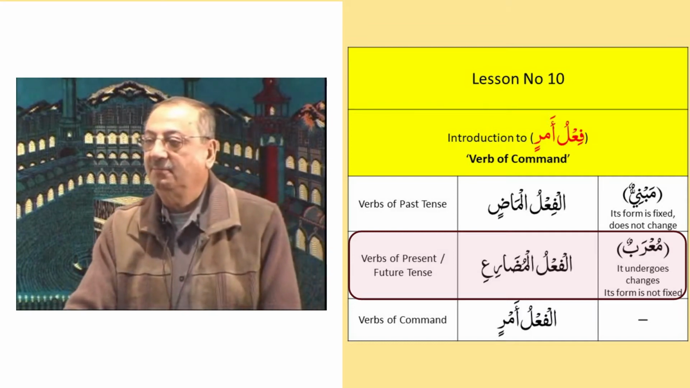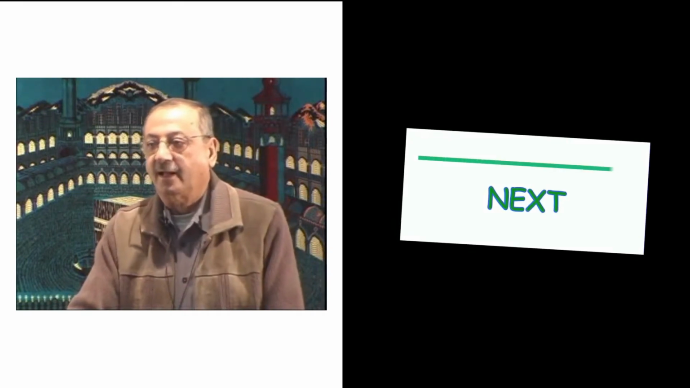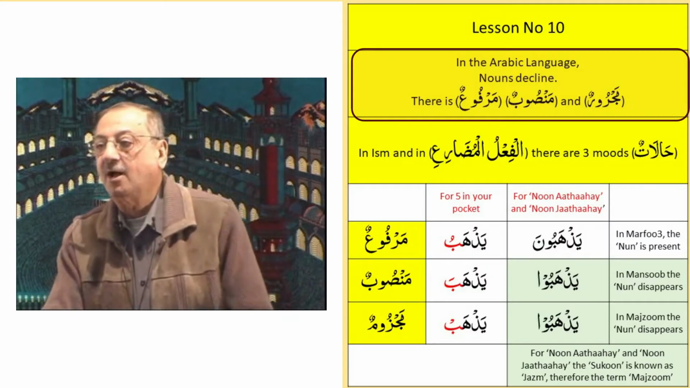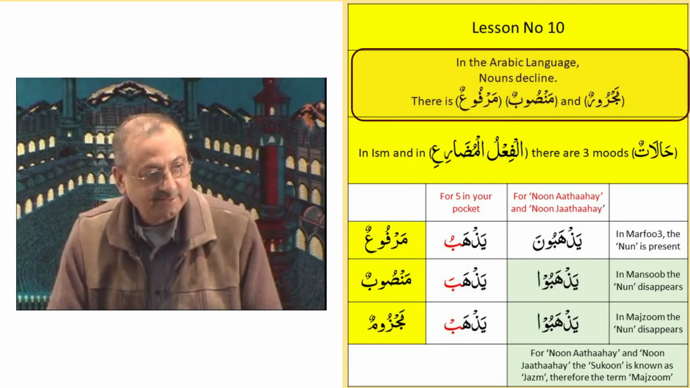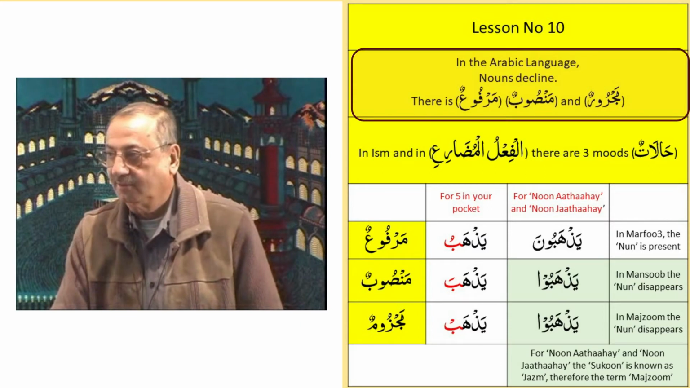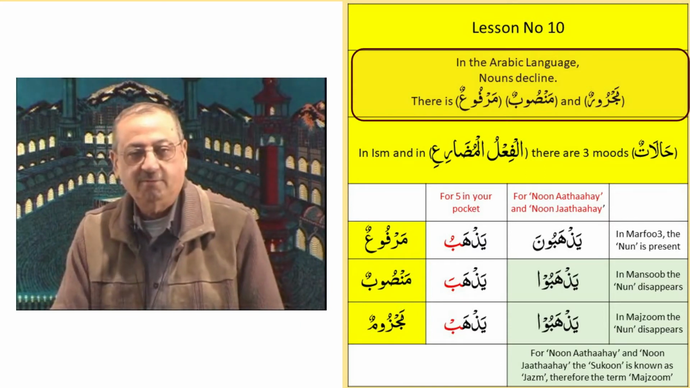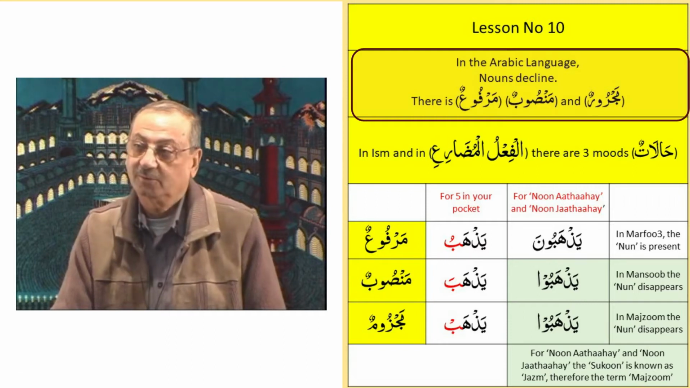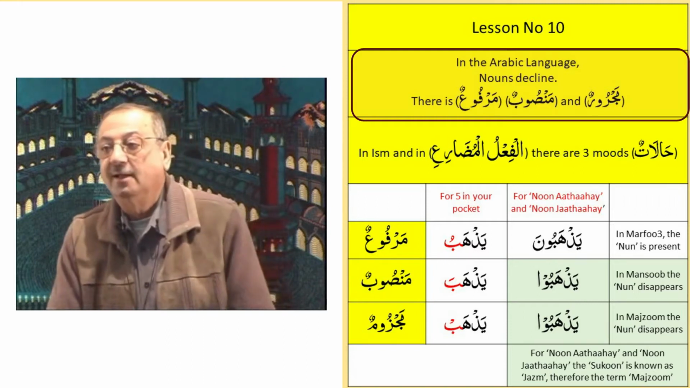Now, remember one thing, brothers and sisters. In Arabic language, the noun declines. There is a declension of noun: marfu, mansub, and majrur. That is the noun.